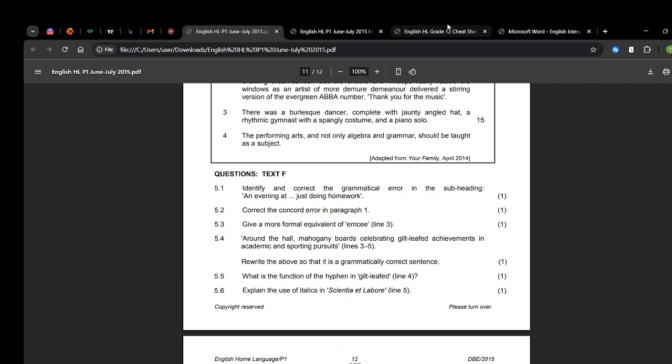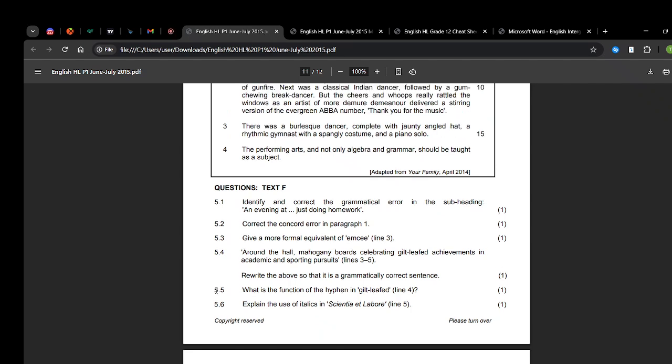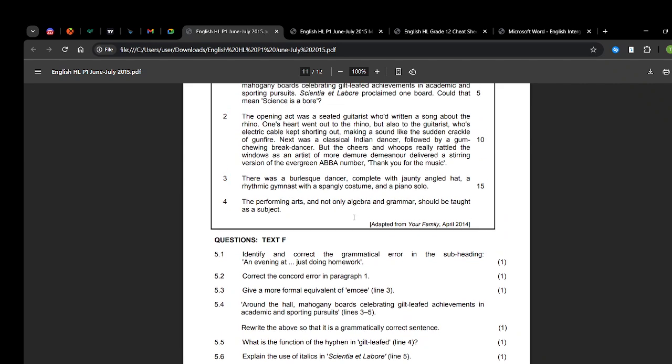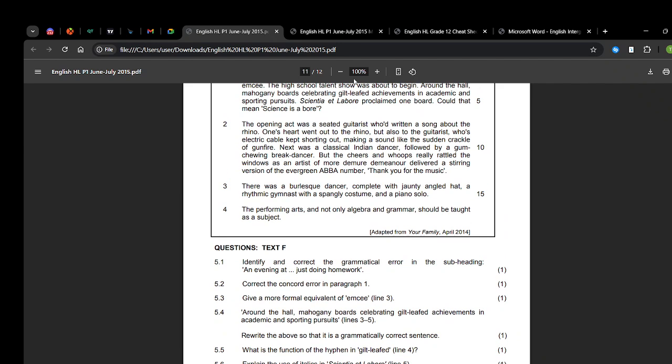You see, so these documents that I create, I don't just create them for fun. You can use them as a refresher course. But one thing I did not add is the use of italics. But I don't even need to add it. I can already assume what the answer can be. Explain the use of italics in Scientia et Labora, line 5. Let's try this last question for us before we call it a night, guys. Here it is. Scientia et Labora. Anybody wants to try? Why is it in italics?